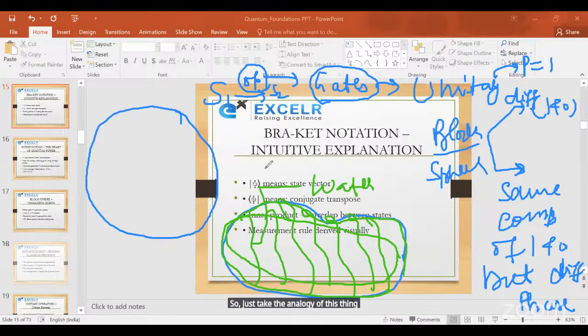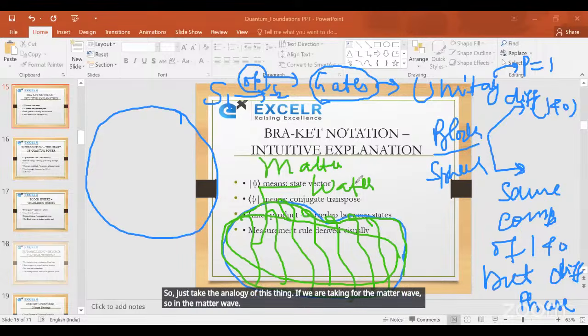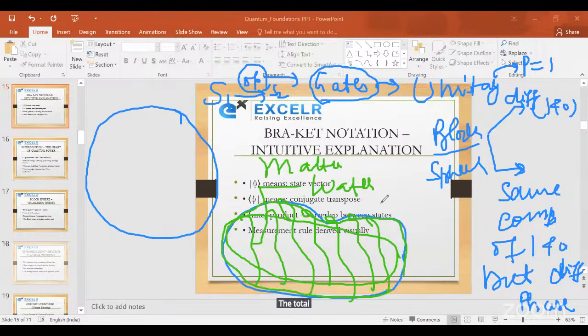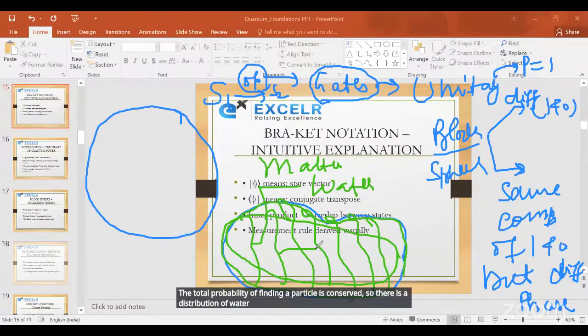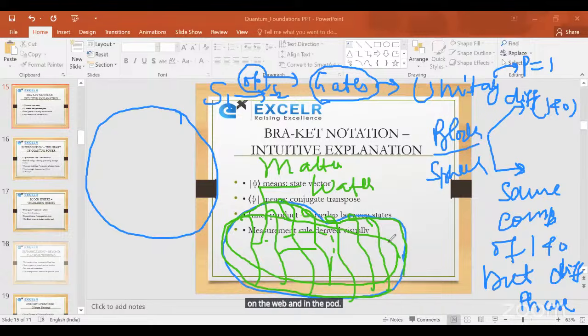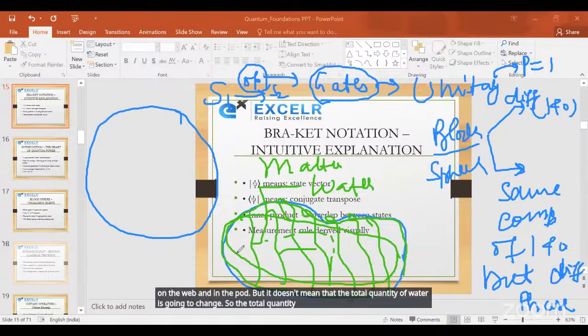If we are taking the matter wave, in the matter wave the total probability of finding the particle is conserved. So there is a distribution of water here. Just like that, there is a distribution of probability at different points on the wave, as in the pond. But it doesn't mean that the total quantity of water is going to change. So the total quantity of probability remains the same.